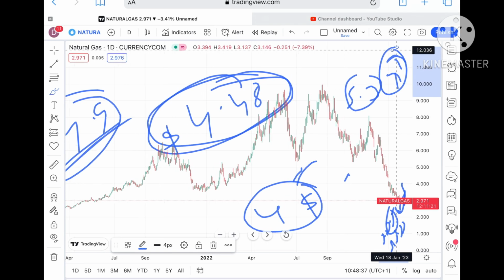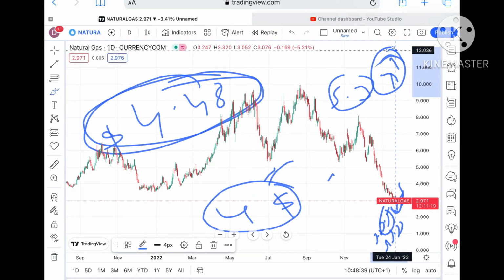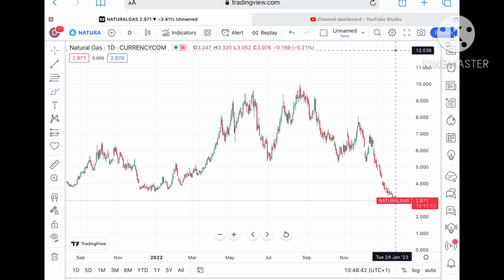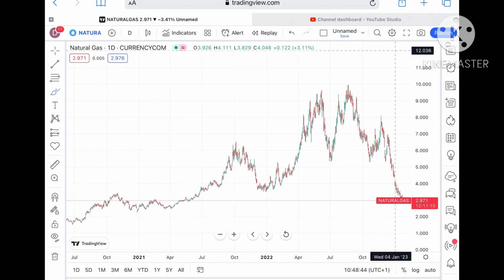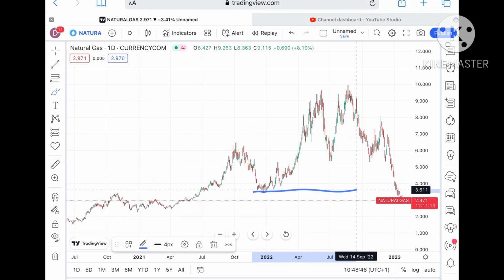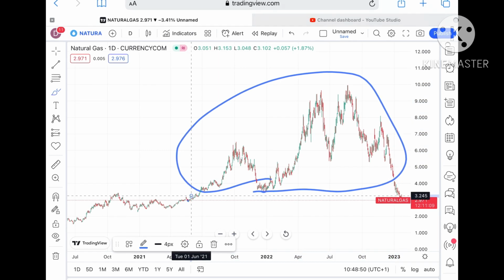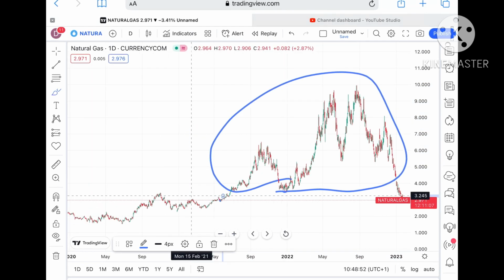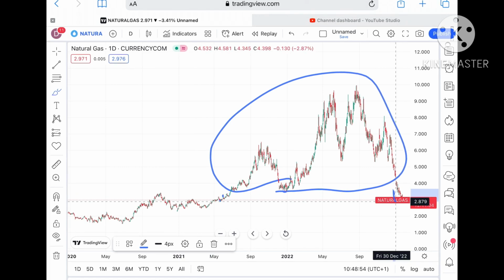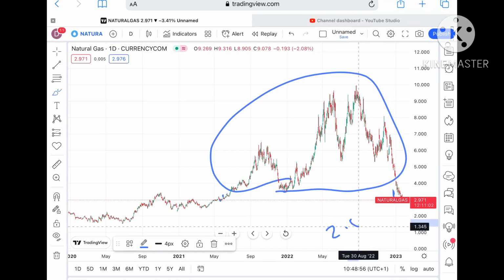Now if you look at this particular chart, the overall trend is downside. It has already moved out from this particular zone of below a level of 3.5, and this level we have not seen since the third week of May of 2021. So chances are very high.